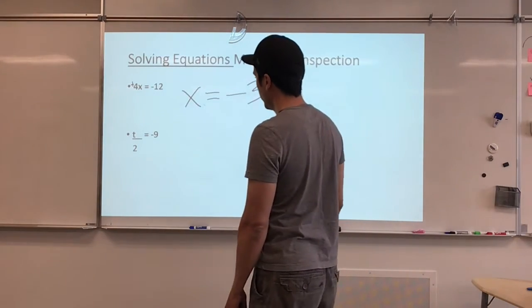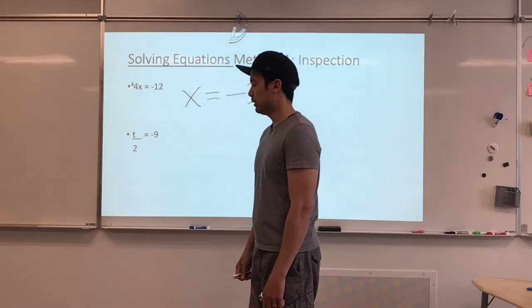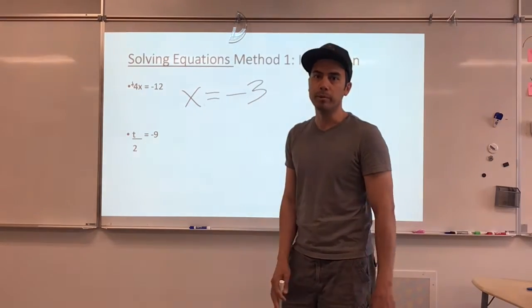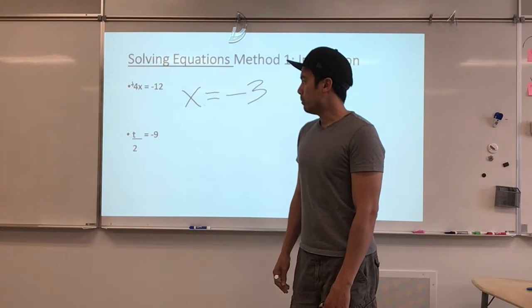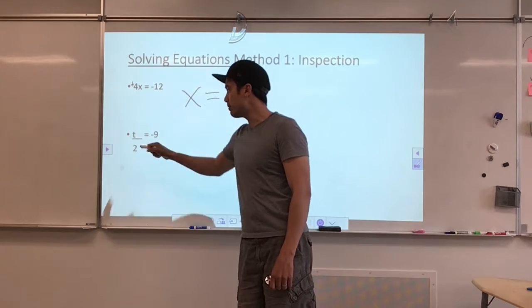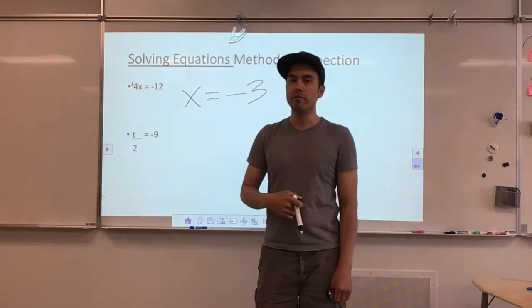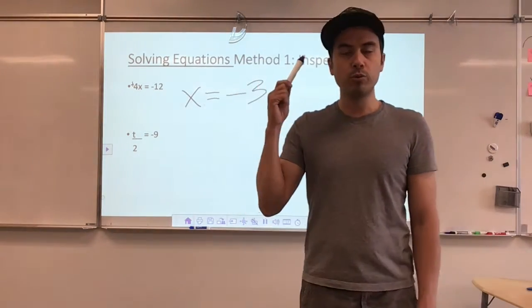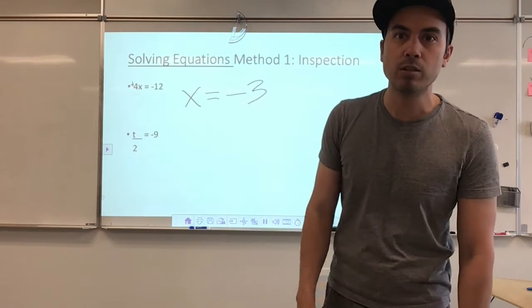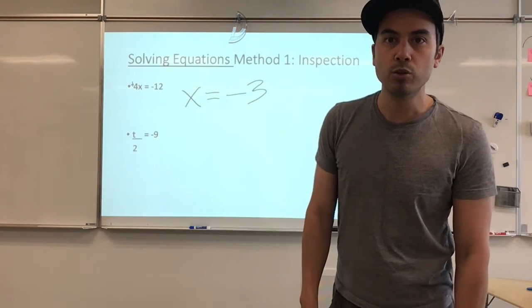Next one's a bit trickier. I don't know, because maybe most people find dividing a little bit harder than multiplication. But I think still doable by inspection. We have t being divided by 2, and this equals negative 9. So again, I'm using my integer rules, and I have a negative quotient. Quotient, just a fancy word, meaning the answer to division.